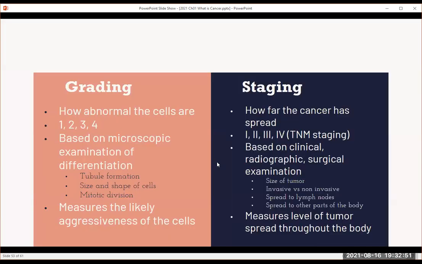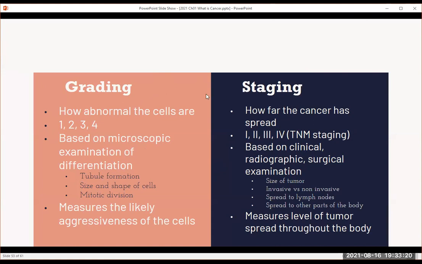So those are two different things, the grading versus the staging. Grading will tell you how abnormal the cells are, and it's on a scale of 1 to 4. It's based upon the microscopic examination, and it looks at different features of the cell, like the shape, size, differentiation, and the mitotic rate. And it measures the likely aggressiveness of the cells.